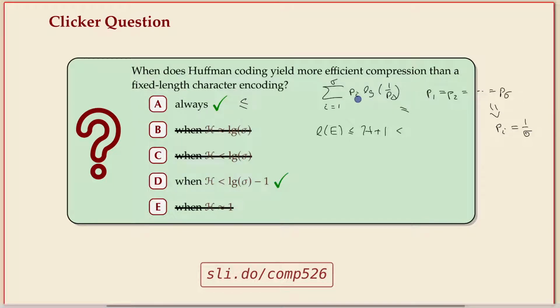So you have 1 over sigma summed up sigma times, that cancels out, and what remains is log of 1 over sigma. So that's the entropy if all the probabilities are the same. It's just log of the number of outcomes. So if we plug that in here, that's what we can always show. The length of this Huffman code is at most log sigma plus 1.